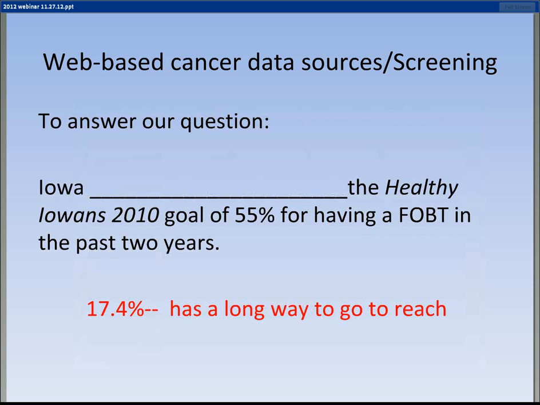So in my question that I had asked, the Healthy Iowans 2010 goal was for 55% having had a fecal occult blood test in the past year. So we obviously have a long way to go, sitting there at 17.4. So those of you who had guessed that we had not reached it are correct.